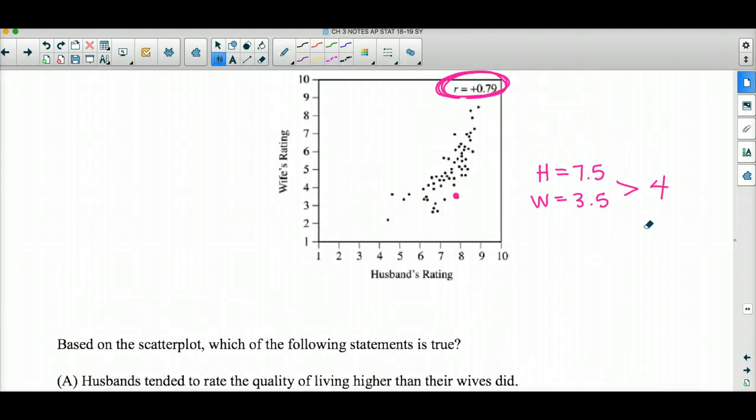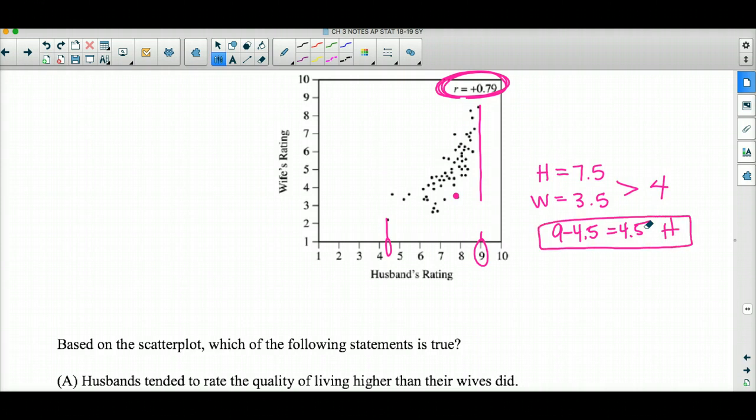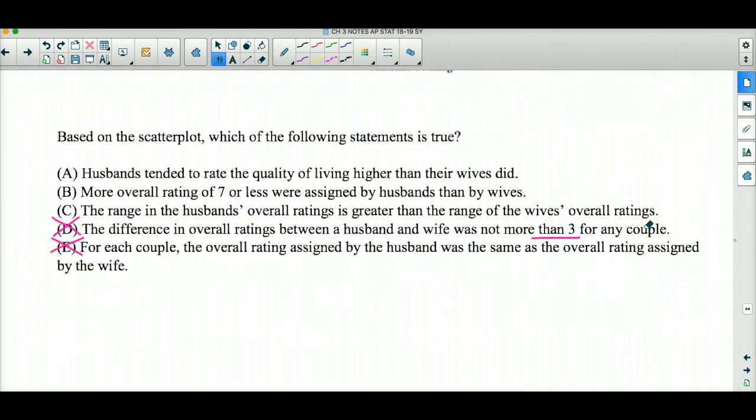The range in the husband's ratings is greater than the wives'. Well, the extreme for the husbands are 9 to about 4.5. So 9 minus 4.5 is 4.5. That's the husbands. And if I look at the wives, they went from about 2.5 to 9, or 8.5, let's say. So the wives have a difference of 6. So that's not true.